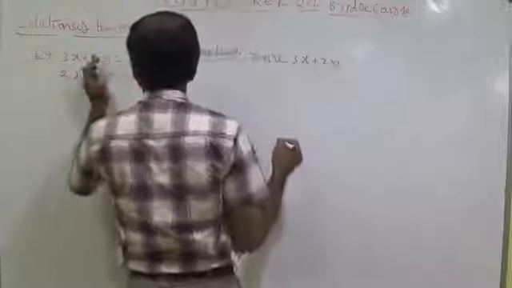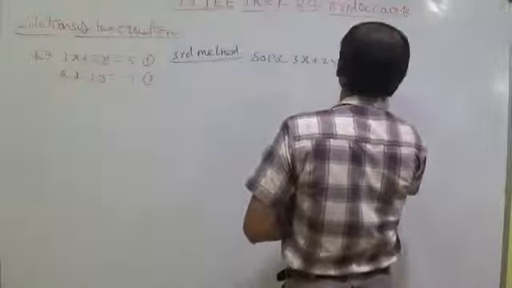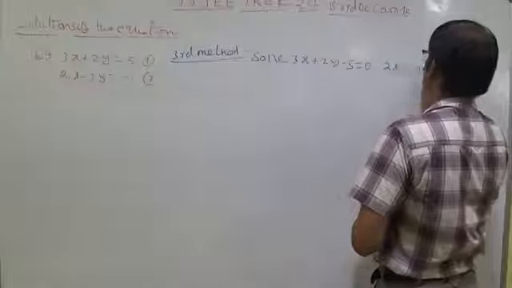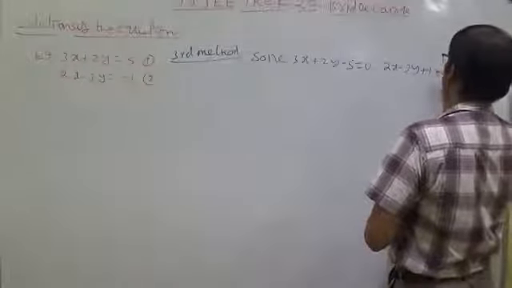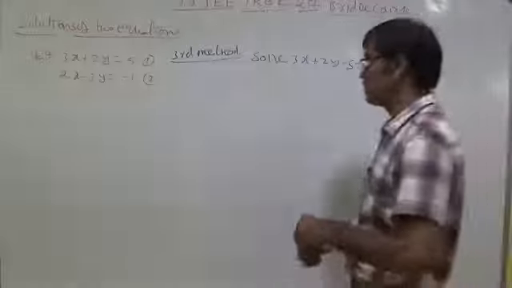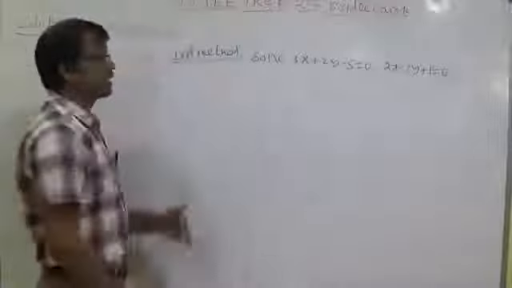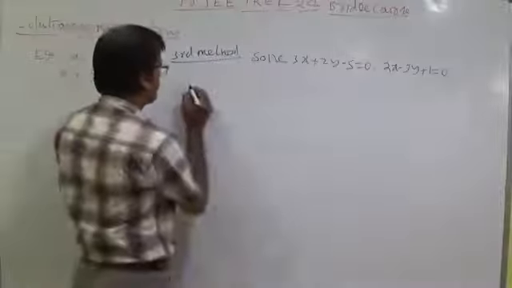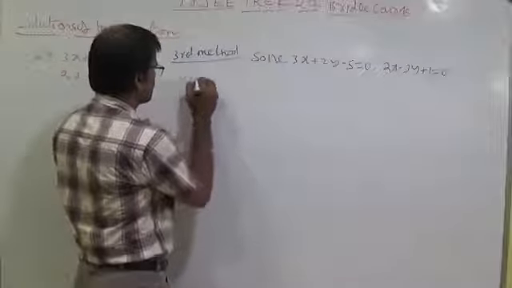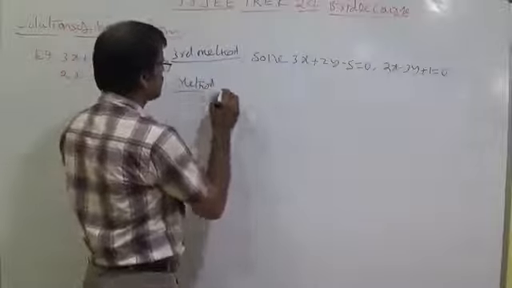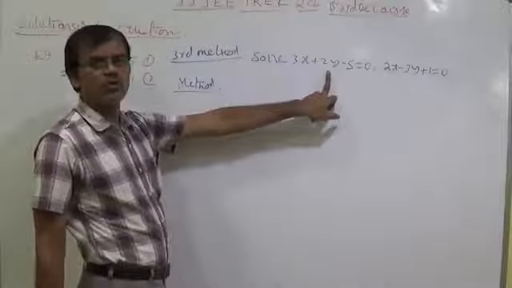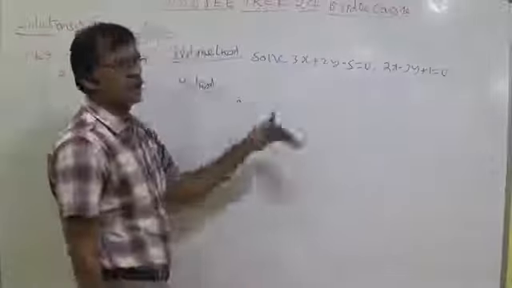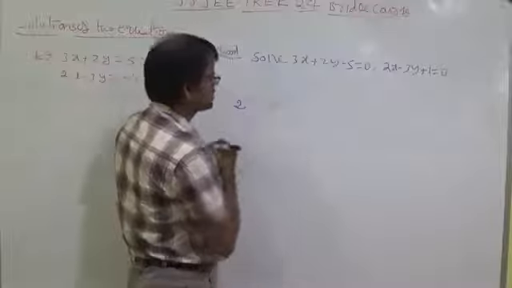3x plus 2y, this 5 taken this side, minus 5 equal to 0, comma, 2x minus 3y, that minus 1 taken this side, it becomes plus 1 equal to 0. We can write here, the method is that first of all you should write the coefficient of y. I am writing the solving method. So what is the solving method in intermediate? Whatever the y coefficient is, you should write here the y coefficient. So put here 2.